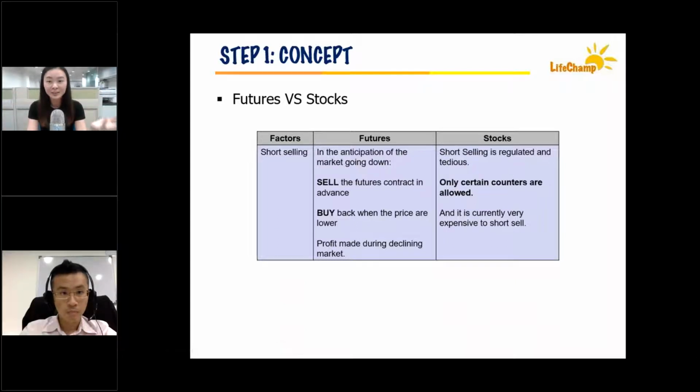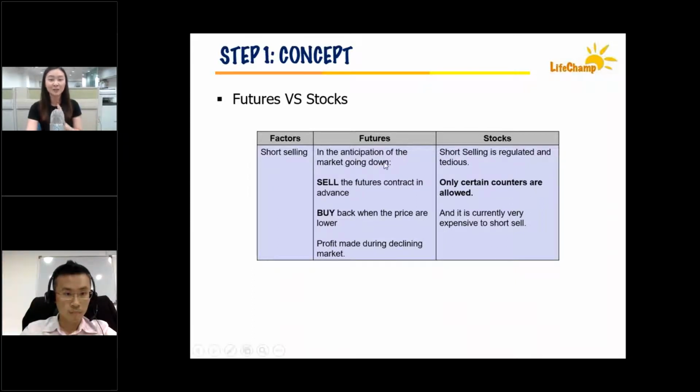And for stock, it's regulated, of course, and very tedious because we need to sign a form to get approval and then sign the agreement to understand that if we do intraday short selling, today we short, today we must buy back. If we didn't or forgot to buy back, we have certain penalties. So it's very tedious for us and there are many charges.